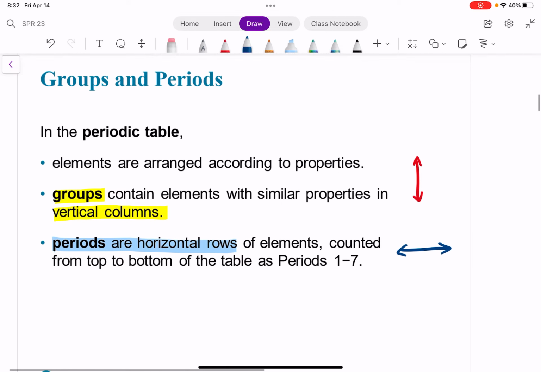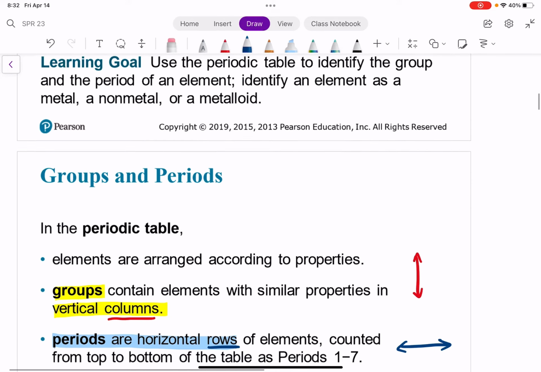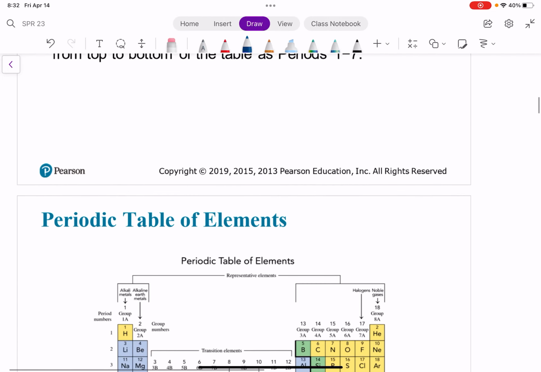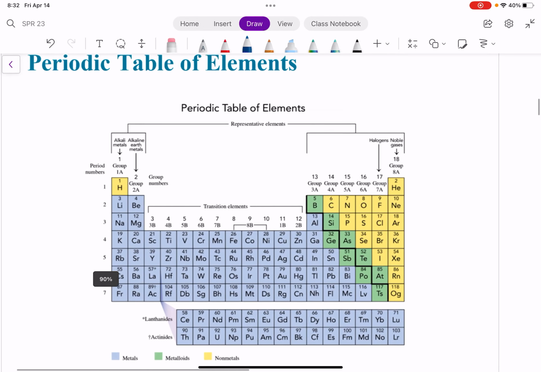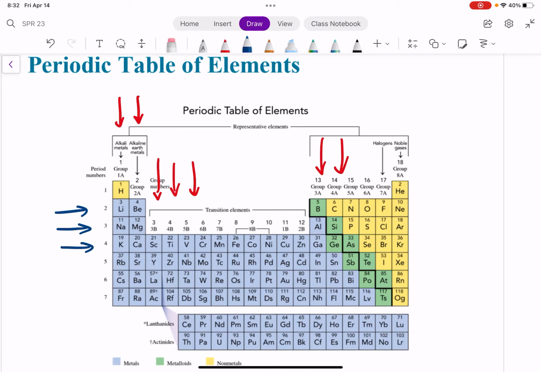Okay, so you can put columns, let's underline columns and then rows. Going back up to, or actually I think there's a bigger one. Yeah, let's go to this one. Going up and down, these are groups. As you move this way, all of these columns, the vertical ones, are groups. And then the periods are the rows, so they're going left and right.